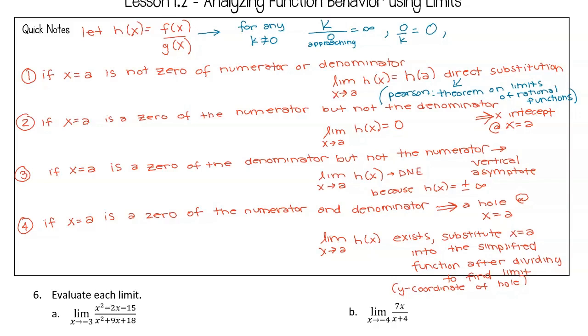Then the other thing to remember is k over infinity is 0. So think of k as a constant, 1 or 10 or 20, and infinity is a giant number. If you take that number 20 and divide it by a million or a billion or a trillion or so on, that's essentially going to be 0.